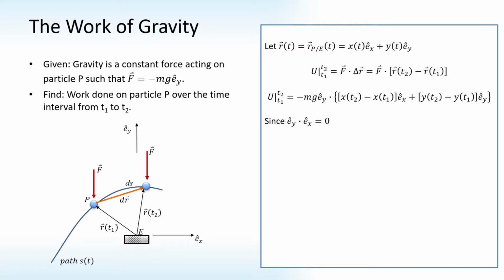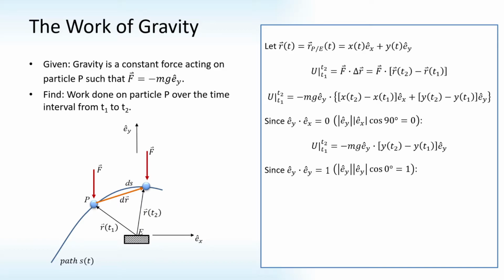Note that the dot product of any two perpendicular vectors is 0, so Ey dot Ex is 0. You can think of this as the magnitude of Ey times the magnitude of Ex times the cosine of the angle between them, which is 90 degrees. And we're left with quantities in the Ey direction only, including the distance traveled in the vertical direction. Then note that the dot product of any two parallel vectors is 1 because the angle between them is 0 degrees, and the cosine of 0 is 1. Therefore, the work done by gravity is negative mg delta y.